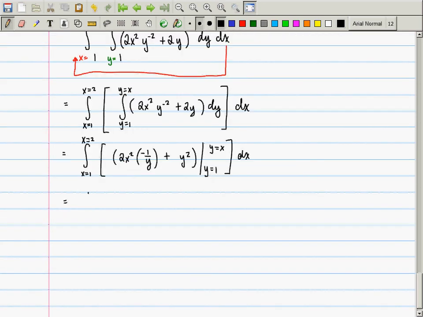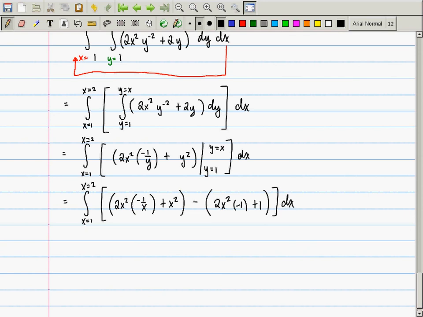All right. So then, x is 1 to x is 2. Okay, so then we'll get 2x squared multiplied by negative 1 over x plus x squared. Okay, that's what you get if you plug in x. And then minus what we get if we plug in y is 1. So we get 2x squared multiplied by negative 1 plus 1, like so. Okay, so inside of the square parentheses, if all you were doing was that first integral, you should stop there and not worry about performing any algebraic simplifications. But this is not where we're stopping, so you should algebraically simplify the stuff in the square parentheses.